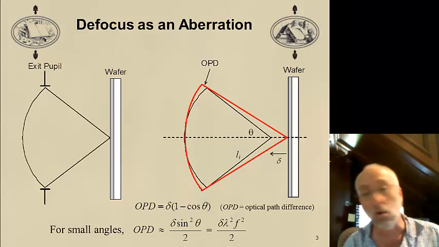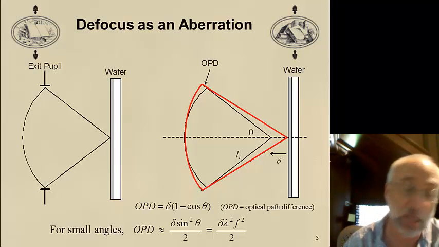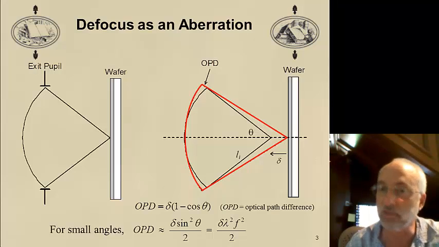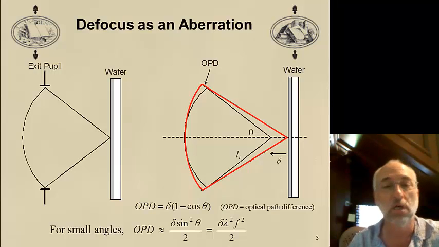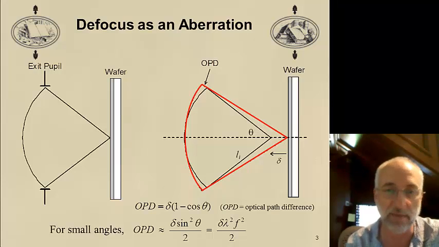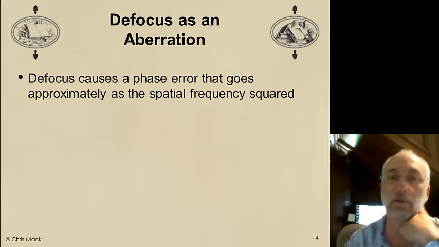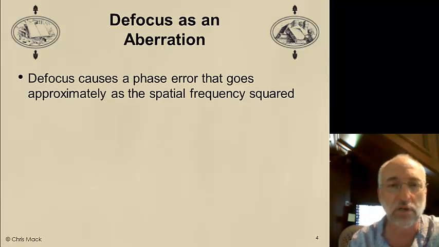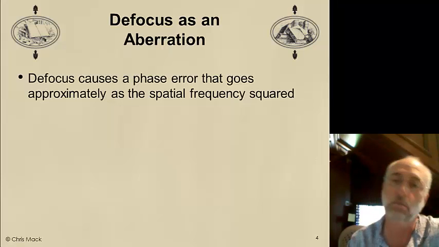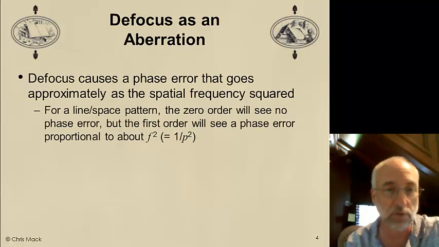It's also called a paraxial approximation. Paraxial means near the axis. In this case, near the optical axis. So small angles means my rays stay near the optical axis, and this is in fact the paraxial approximation to the optical path difference. So defocus causes a phase error, and at least in the case of small angles, the phase error goes approximately as the spatial frequency squared. So small spatial frequencies don't have much phase error. The larger the spatial frequency, the larger the error caused by defocus.